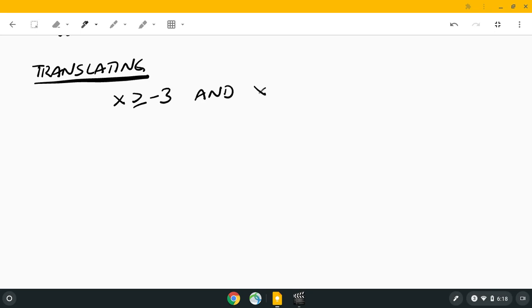Okay, so translating. If I have x greater than or equal to -3 and x is less than or equal to 6, then we want x values where both of these are true.